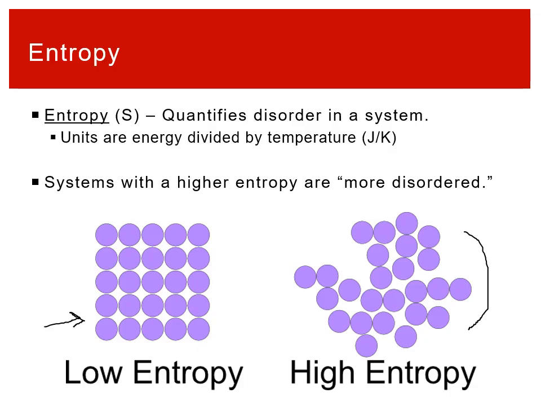And so we would say that the one on the left, where the circles are in a nice pattern, has a very low entropy, whereas the one on the right, where the dots are just randomly jumbled together, would have a high entropy, or at least certainly higher than the one on the left.